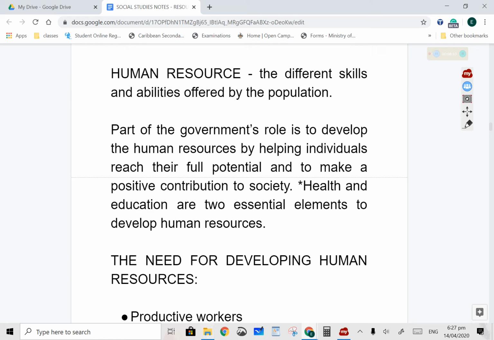Okay, so part of the government's role is to develop the human resource by helping individuals reach their full potential and to make a positive contribution to society. Now, two essential elements to develop human resource will be health and education. I'm going to repeat that again because this is very important. Two essential elements to develop human resources is to develop the individual's health and his or her education, right?